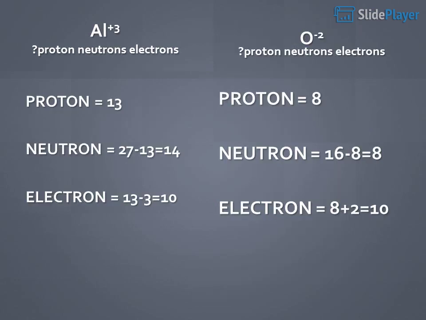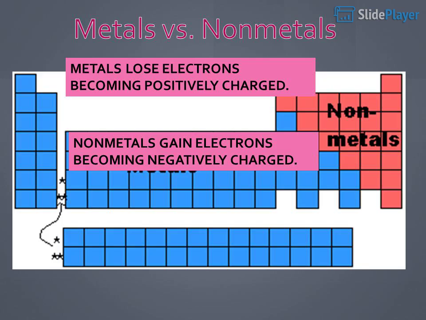Al 3+: protons, neutrons, electrons. O 2 minus: protons, neutrons, electrons. Protons equals 8, neutrons equals 16 minus 8 equals 8, electrons equals 8 plus 2 equals 10. Protons equals 13. Neutrons equals 27 minus 13 equals 14. Electrons equals 13 minus 3 equals 10. Metals versus non-metals. Metals lose electrons, becoming positively charged. Non-metals gain electrons, becoming negatively charged.